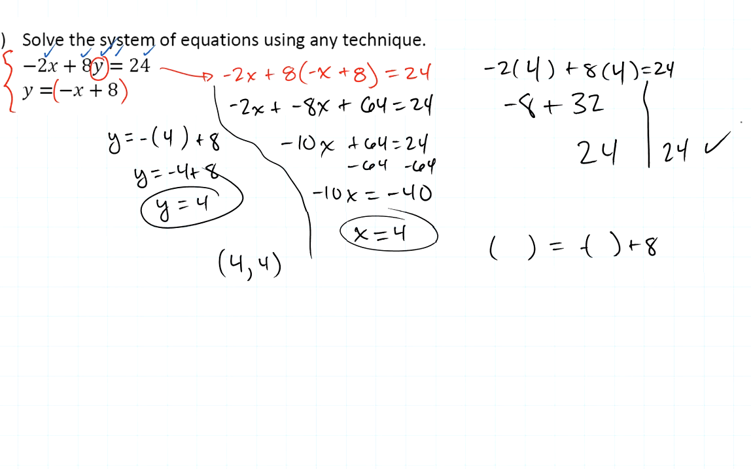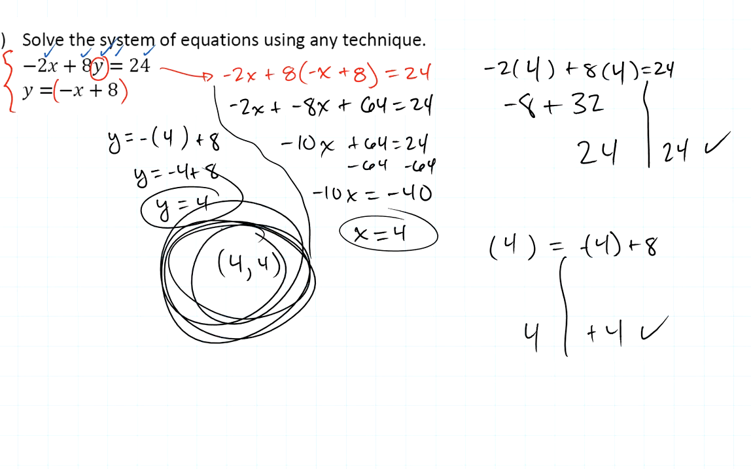And if I plug in the second one, we can already see this. When y is 4, that equals the opposite of x plus 8. Sure enough, here's 4 on the left-hand side, and on the right-hand side I have a positive 4, because 8 plus negative 4 is 4. So it's a solution for both. This point right here is definitely the solution: the point x is 4, y is 4.